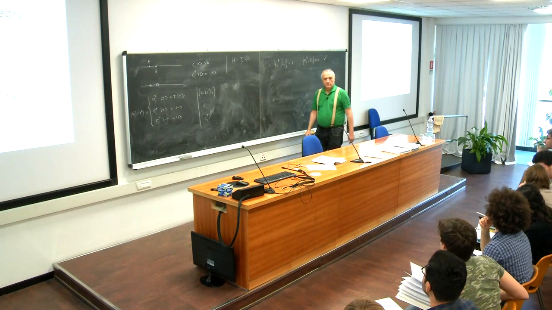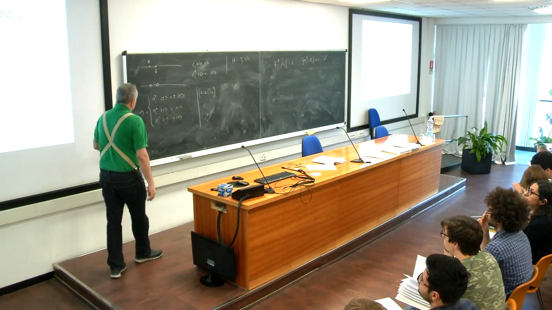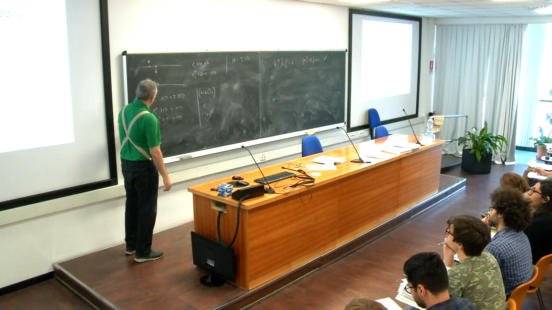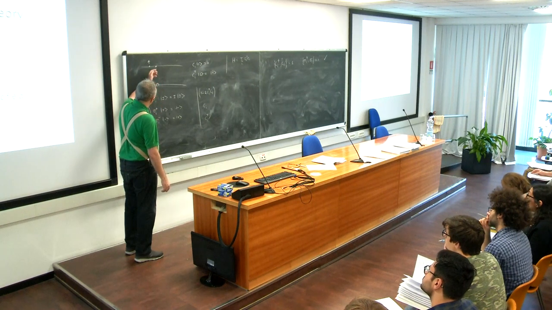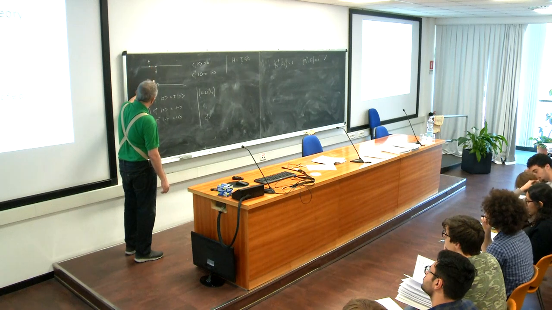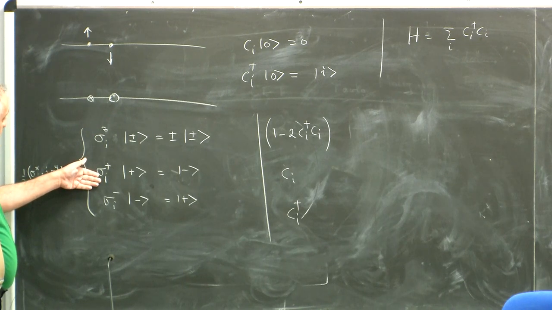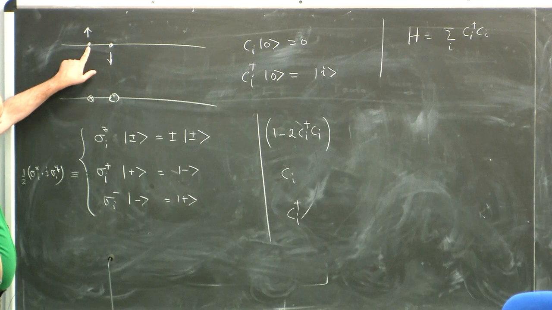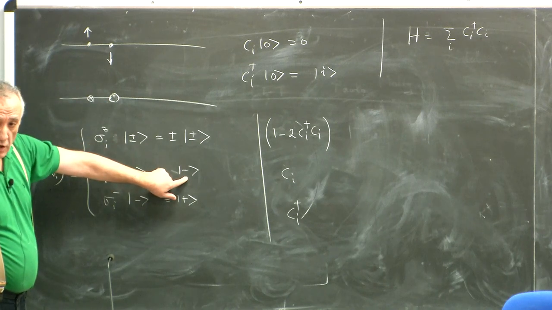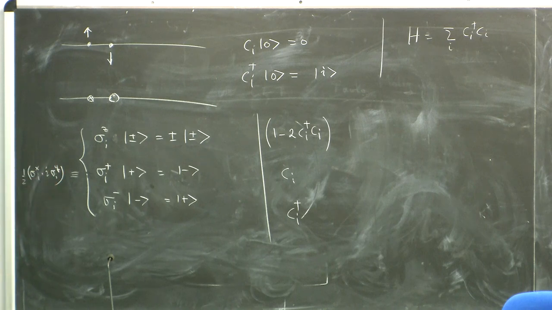Could you explain again the relationship on the left corner? Here? Yes, the second and third. So I have a model which a spin up is existence of particle, a spin down is non-existence of particle. The sigma field, what it does is that it flips the spin. So if I have this as existence of particle, it flips it to a spin down, so it must correspond to an annihilation operator. It is a particle at I, and I kill it.